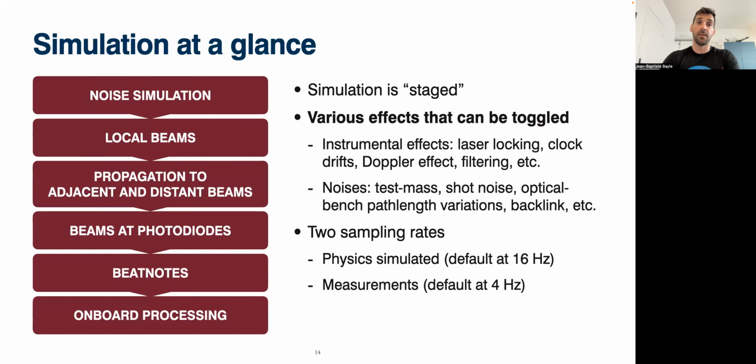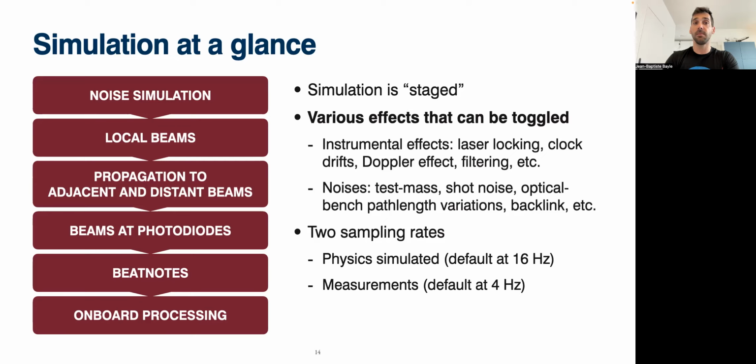The simulation in LISA Instrument is staged. So that means that we start by simulating the noises, then we generate the local laser beams, we propagate them to the other spacecraft. Then we propagate them inside the optical benches, all the way to the interferometers so that we form the beat notes. And then we simulate any onboard processing, like filtering and so on.